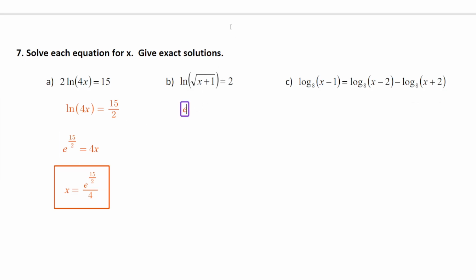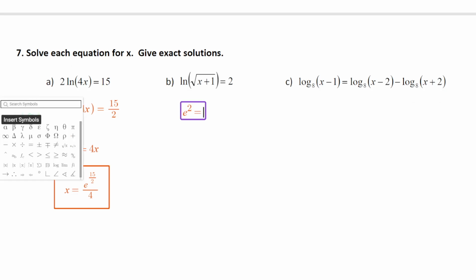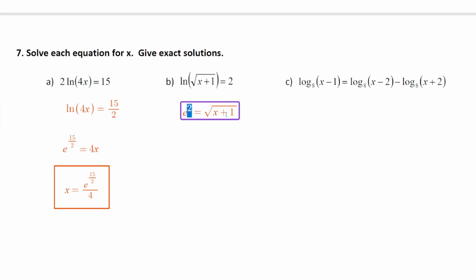So again, my base is e, because I've got the natural log here. So e to the power of 2 is the square root of x plus 1. Now here I just want to make sure that when I solve this, I do a little domain check, make sure I'm not getting a number that is going to be imaginary or anything. So when we solve this, we'll keep an eye out for that.